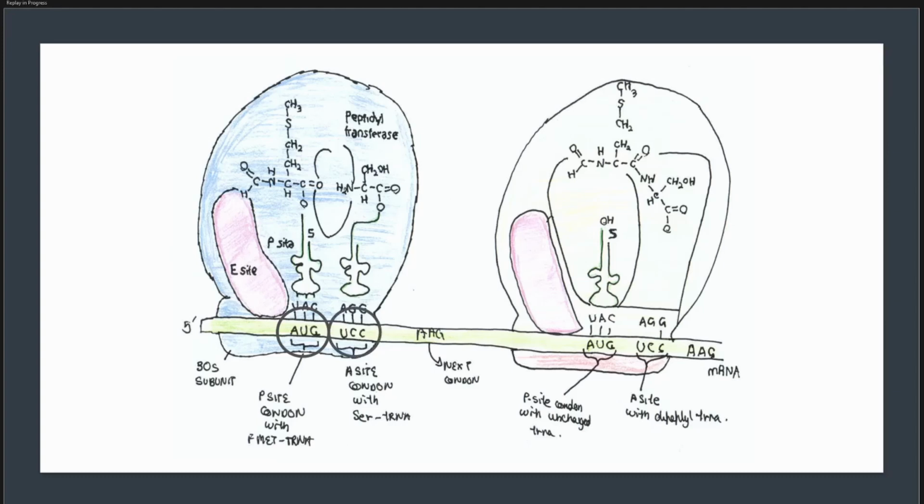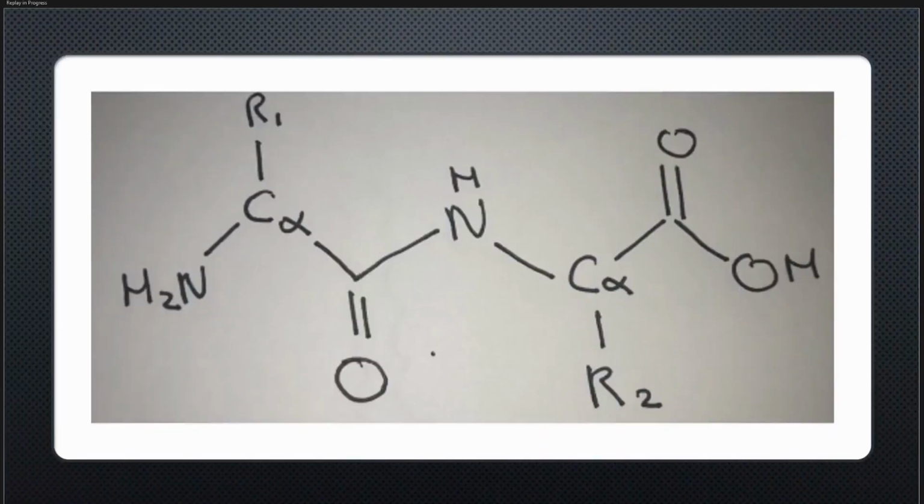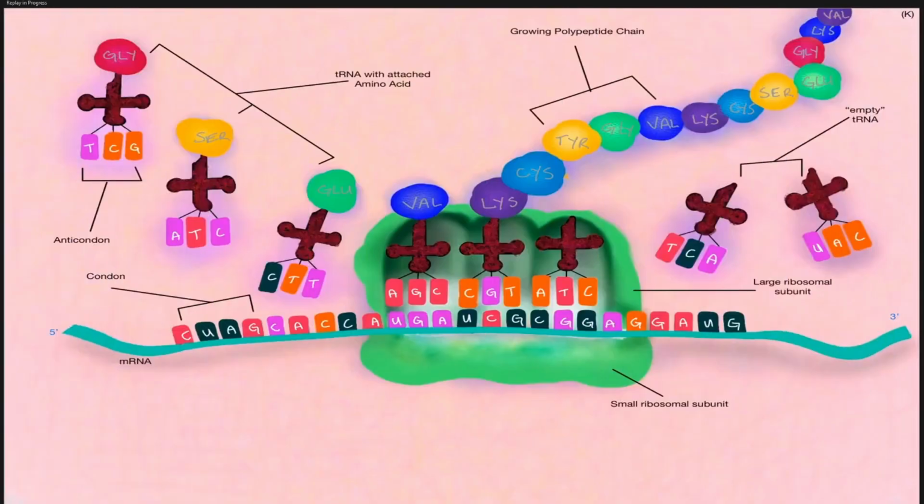From there, the enzyme peptidyl transferase is used to form the peptide bond between the two amino acids. After this, the tRNA in the P site goes to the E site and leaves the ribosome. The A site tRNA goes to the P site, and a new tRNA enters the A site. This process continues until the end of the polypeptide, where termination occurs.